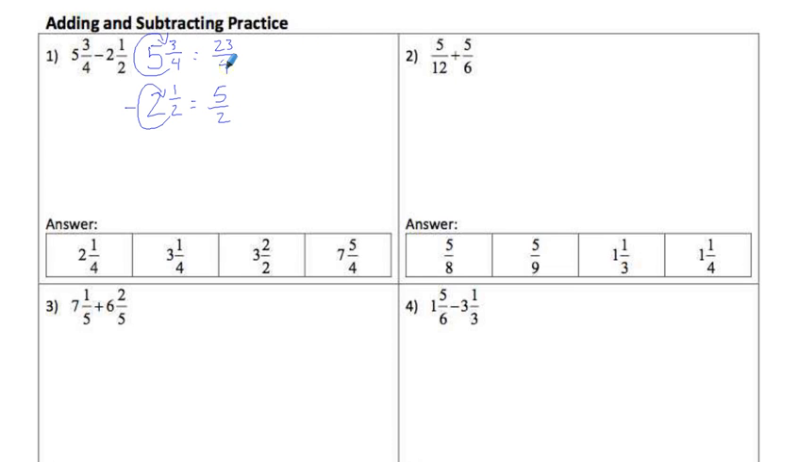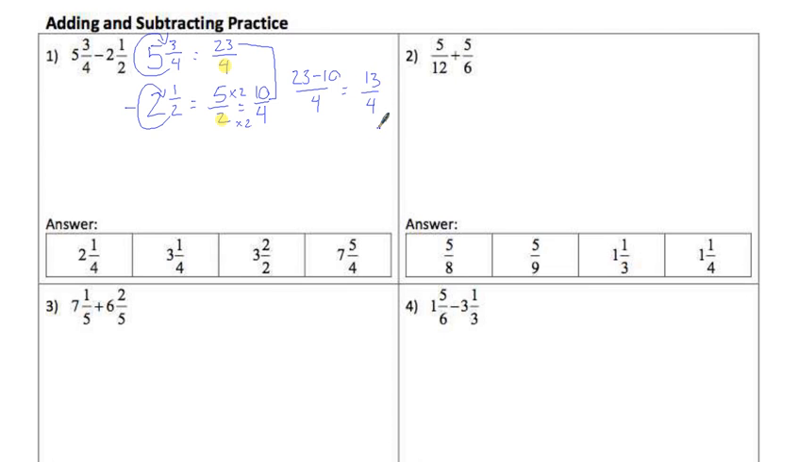Look at the denominators, 4 and 2. Well, 2 is a factor of 4, so I can just set this one equal to a denominator of 4 and leave this one alone. 2 times 2 is 4, 5 times 2 is 10, and I don't have to do anything to this one. Then I have to subtract the numerators. 23 minus 10 over 4. 23 minus 10 is going to be 13 over 4, and I cannot do any simplifying.